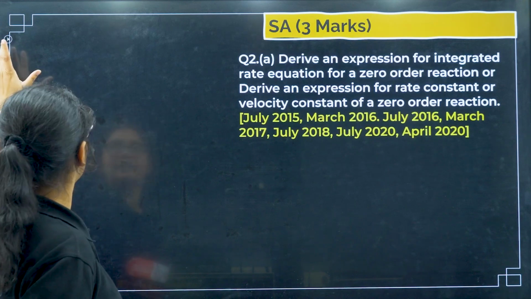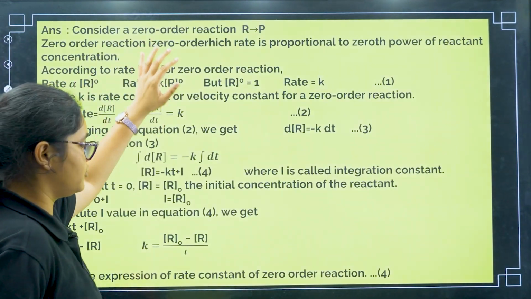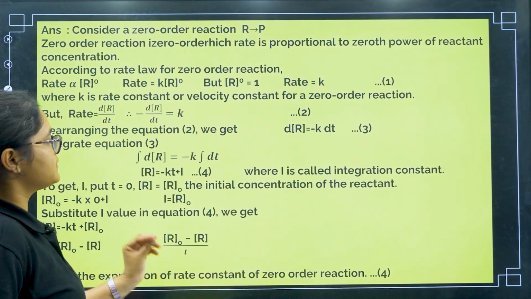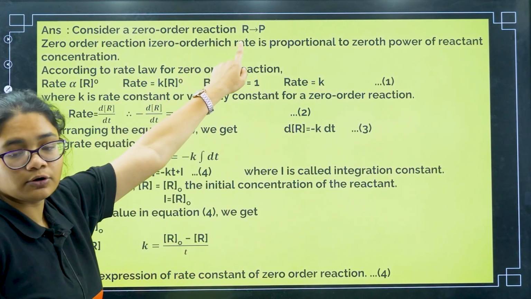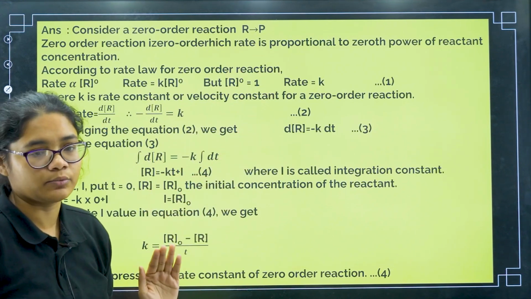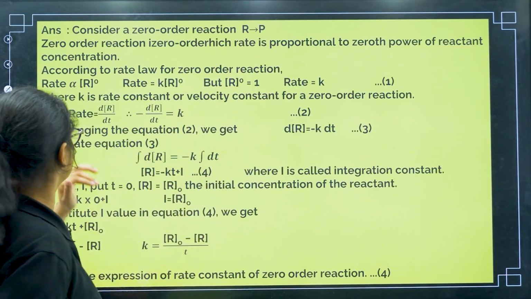Next, integrated rate equation for zeroth order. This derivation is very important. Please prepare this derivation, and do not forget to use R and P. Do not use A gives you B plus C, that will not be counted. You have to use R gives you P.